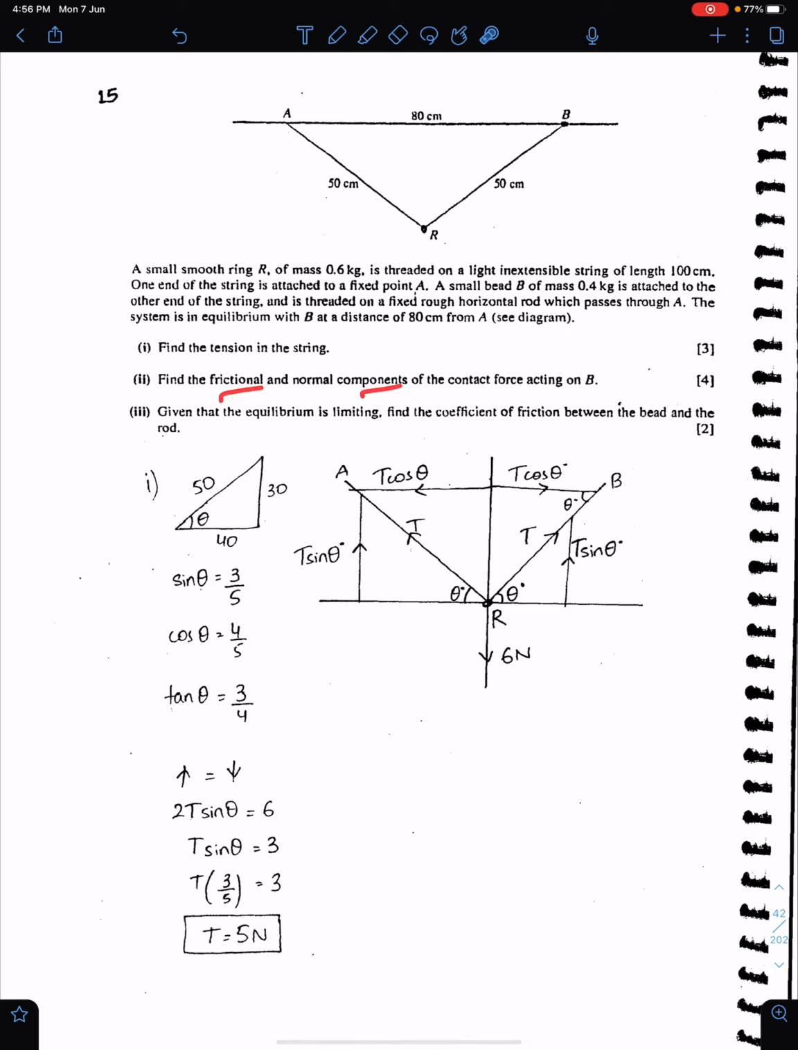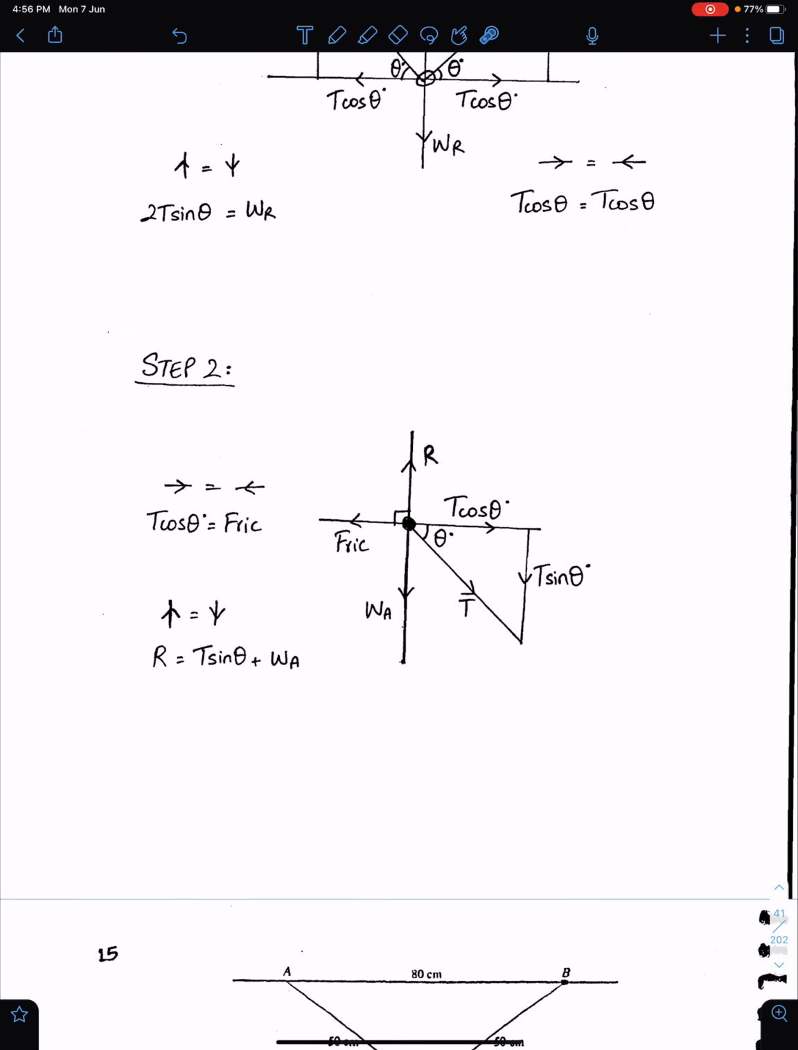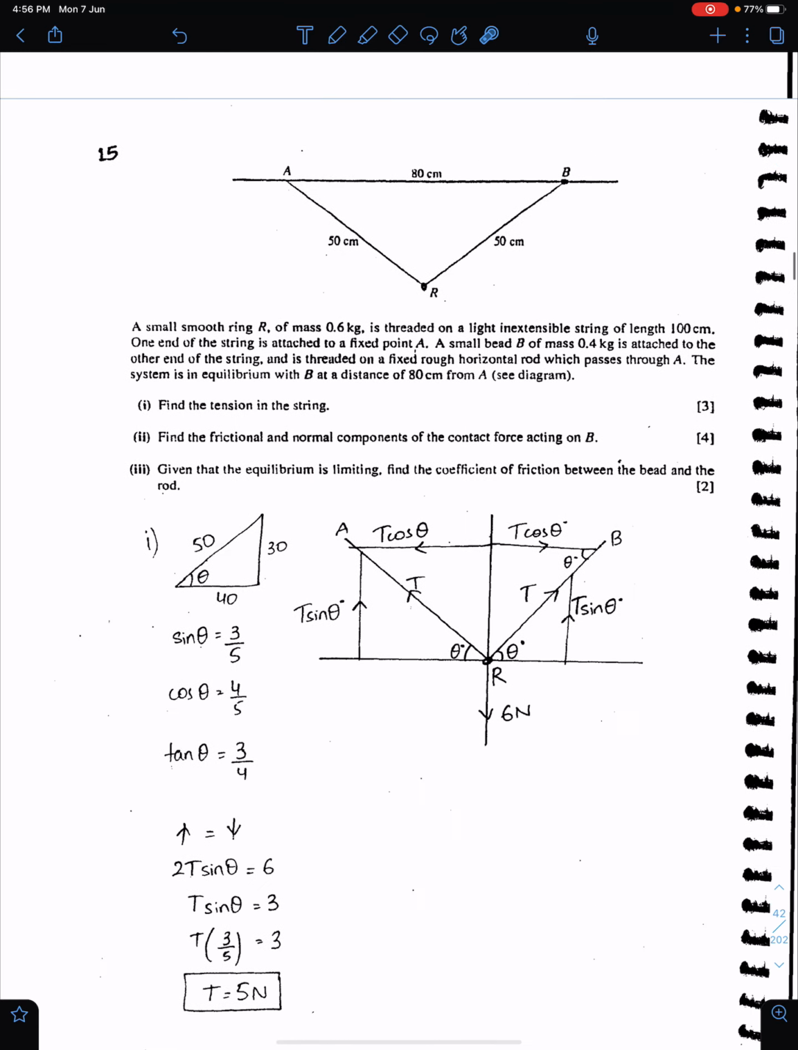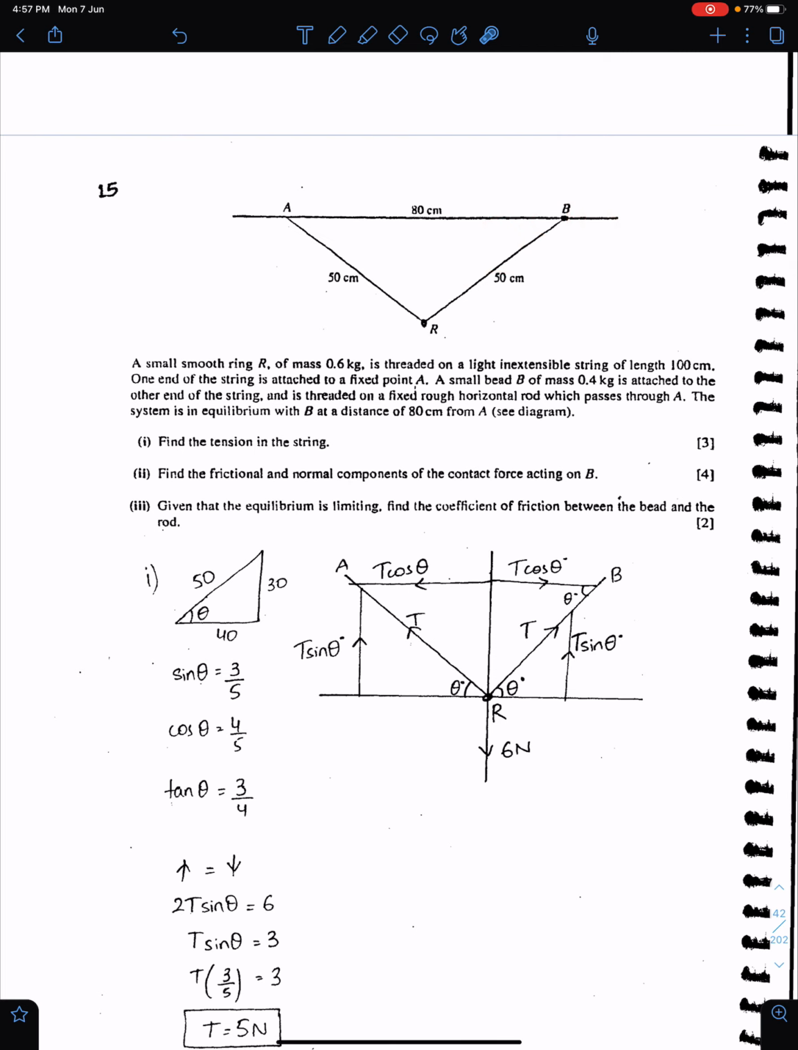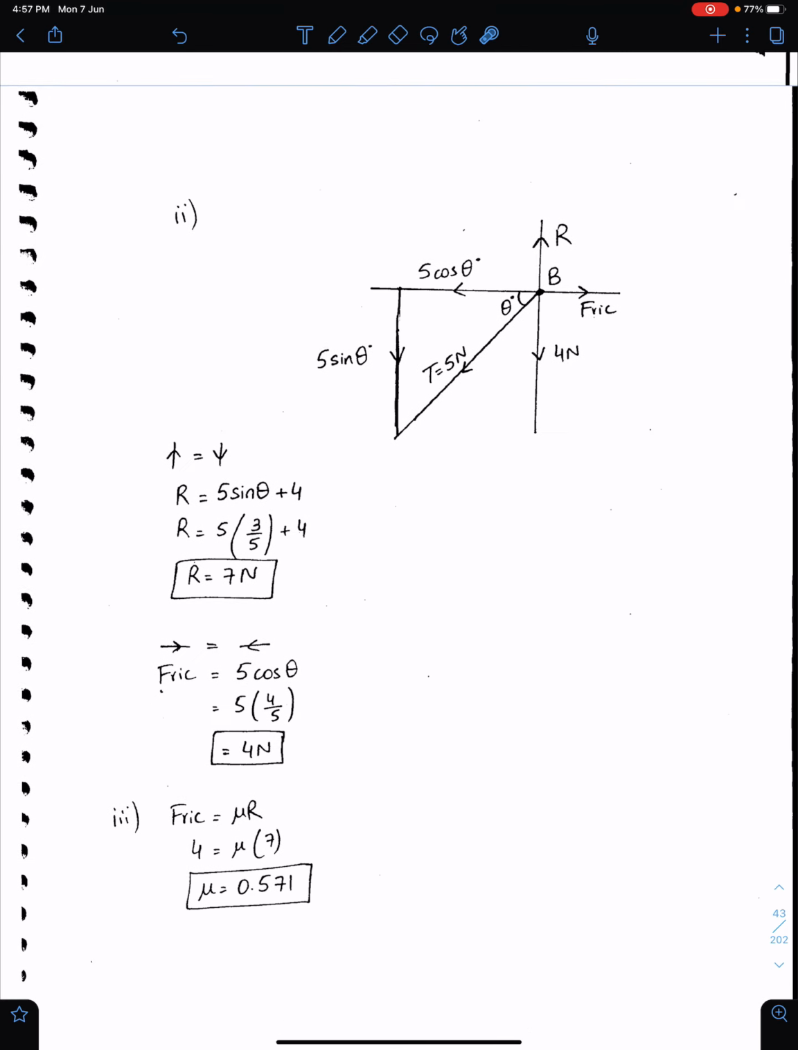Find the frictional and normal component forces at B. Now you need to resolve forces at B. This is similar to this situation. This will be normal reaction force. This will be frictional force. If this is T, then this will be T cos this angle, and this will be T sin this angle, and weight as well. So this resolving is here.